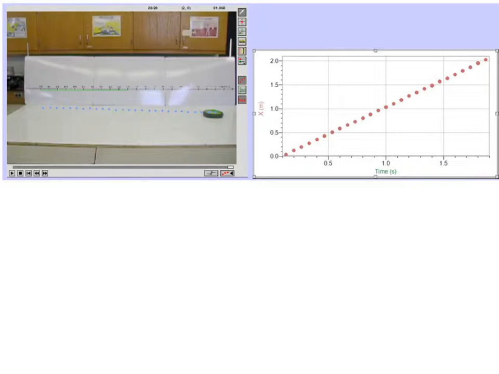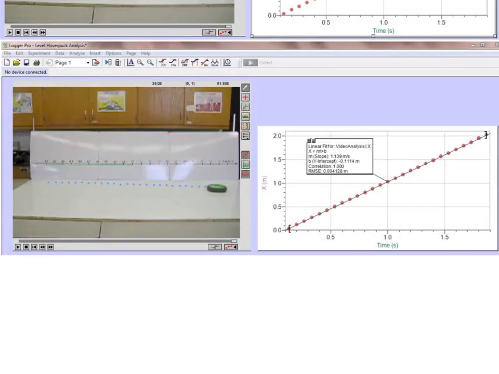One of the great things about Logger Pro is that it will automatically plot these positions as time progresses. And so you can see again the linear nature of this constant velocity, the linear nature of the position versus time graph. You can see that I have the same Logger Pro analysis of the hover puck sliding across the table with a constant velocity, and you see again the position versus time graph that comes out with a positive slope that's constant, indicating constant velocity.